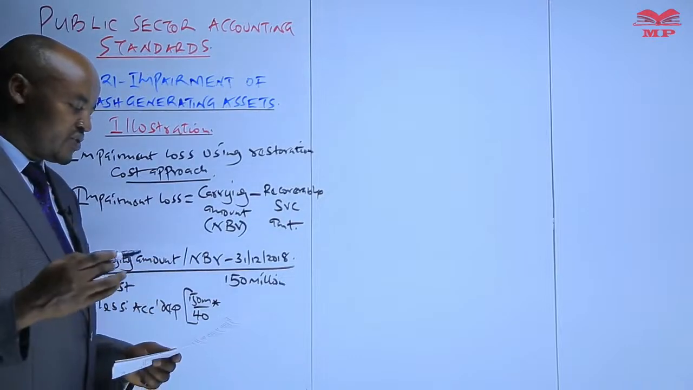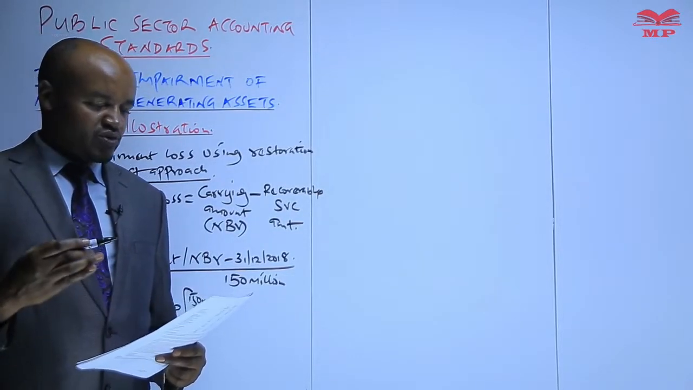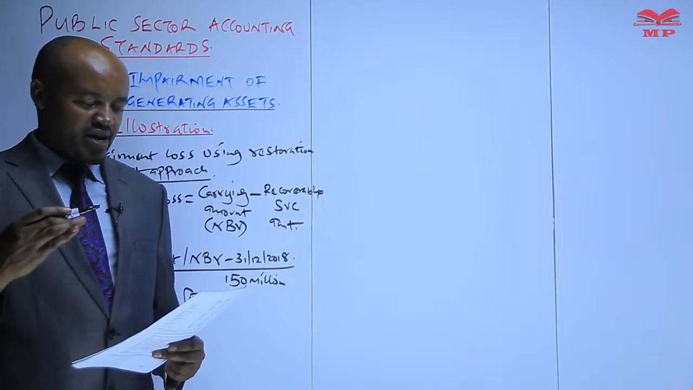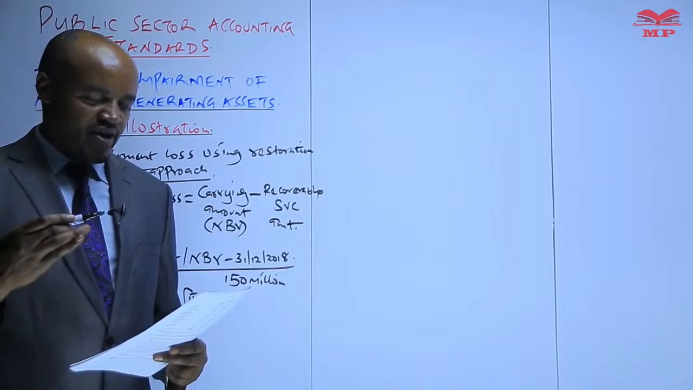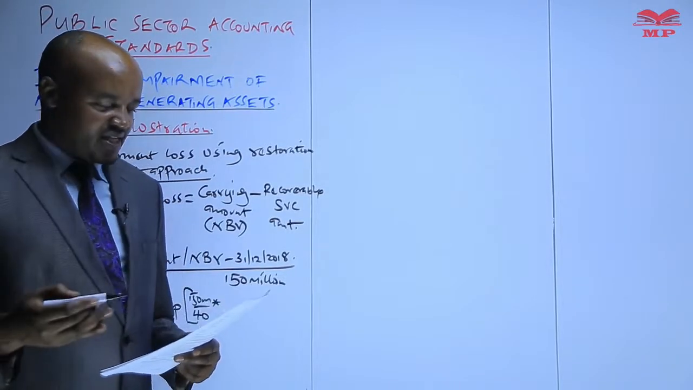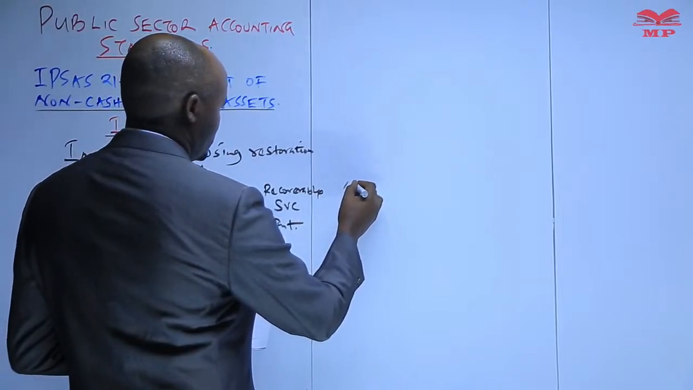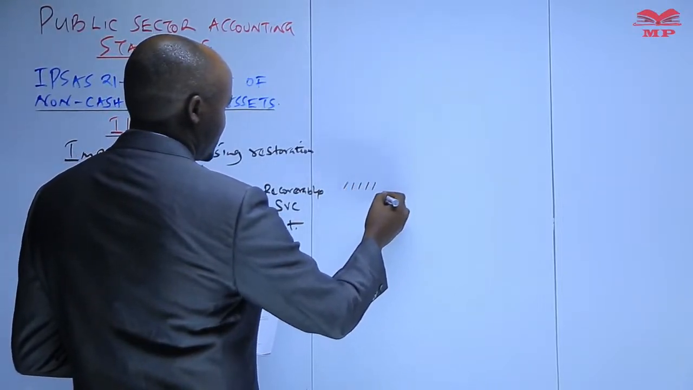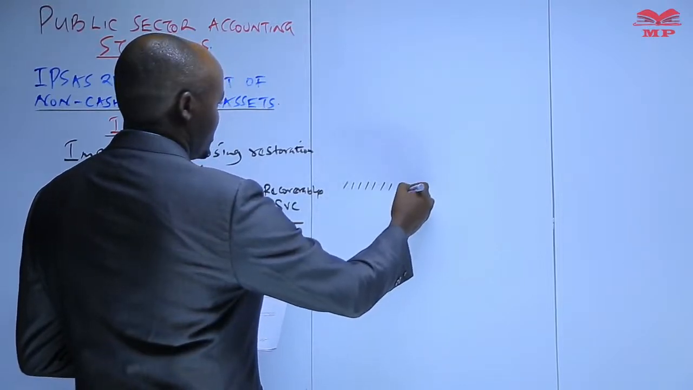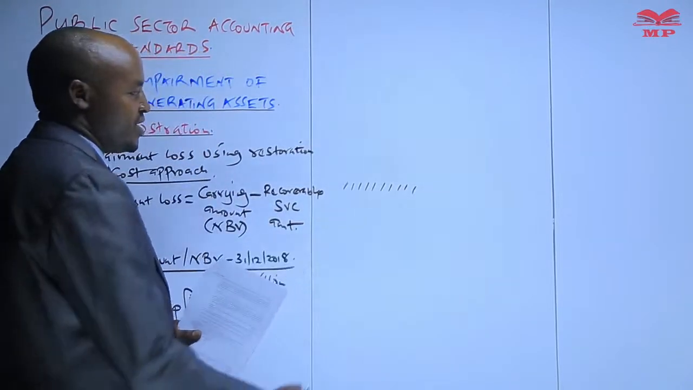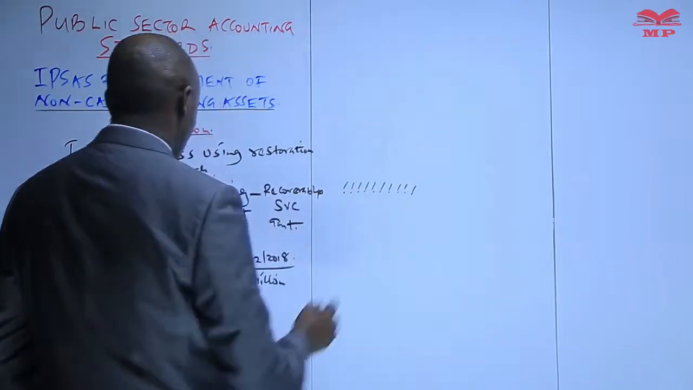So what we need to determine is, for how many years are we determining depreciation? From 2009, when the market was constructed, up to 31st of December 2018. So how many years do we have there? We have 2009, 2010, 2011, 2012, 2013, 2014, 2015, 2016, 2017, 2018. So these are how many years? 1, 2, 3, 4, 5, 6, 7, 8, 9, 10. So we have 10 years.